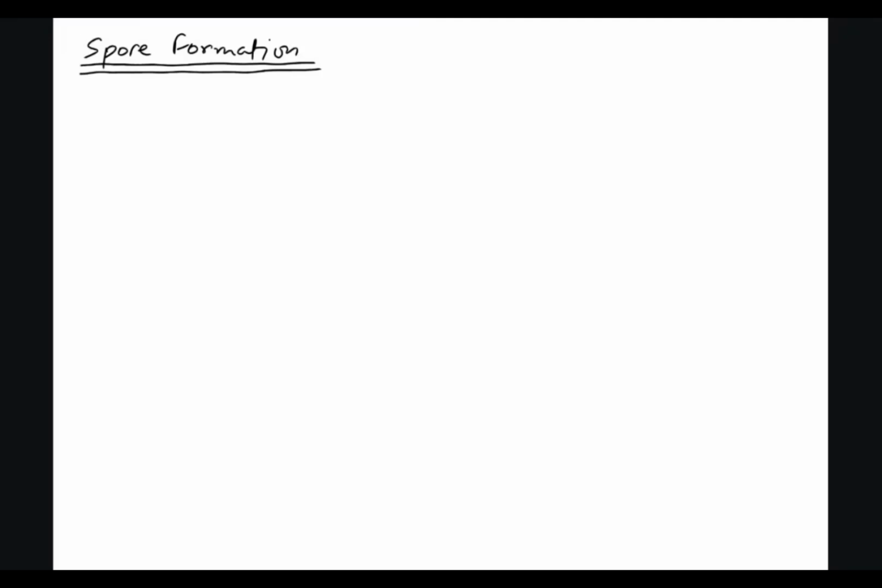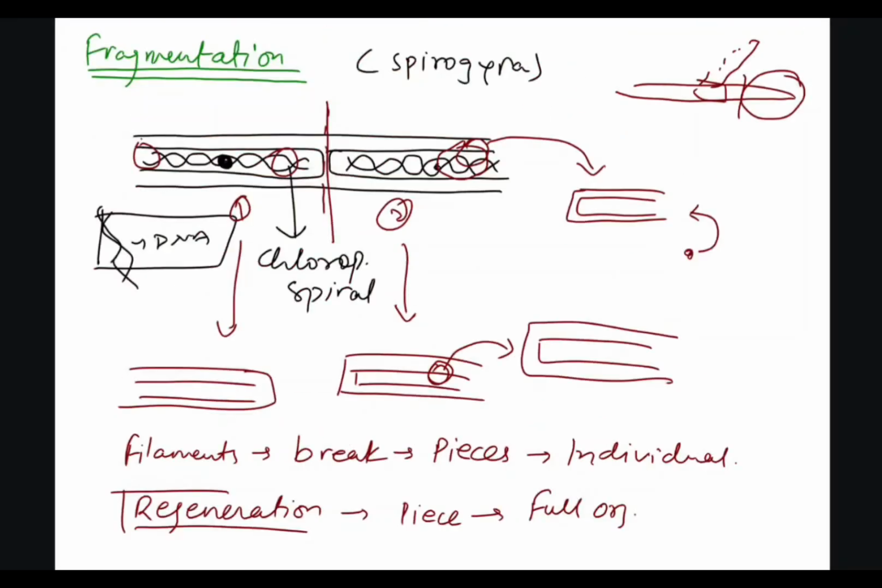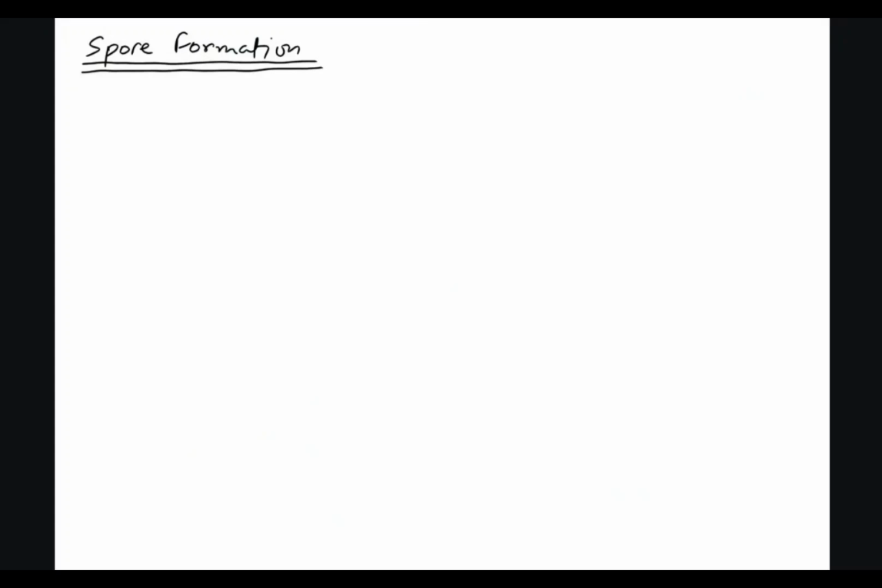Now we talked about unfavorable conditions in multiple fission, how multiple nuclei were dividing inside the cyst, and when the favorable condition returned, it broke down and the individual cells came out. Spore formation is something similar, right? We have multiple asexual reproductive bodies. These are called reproductive bodies, and these are covered in a sporangium.